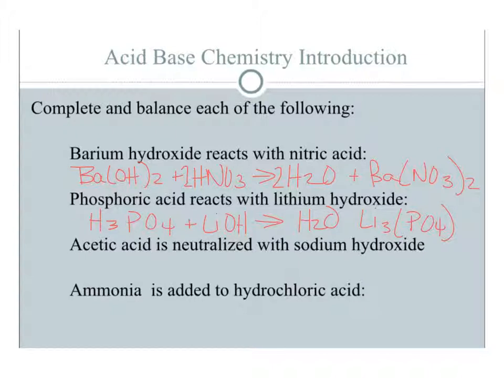I didn't really need parentheses there, sorry. We need 3 LiOH. It's going to give me 3 H's there, and 3 H's here is 6 H's there, so I need 3 here. Acetic acid, HC2H3O2, and sodium hydroxide. These are all +1, -1, so we're not going to have to balance anything on this. We're going to form sodium acetate and water.